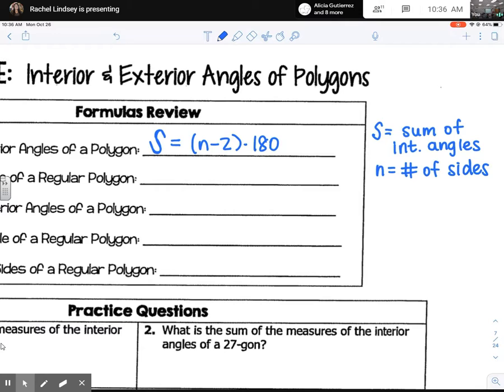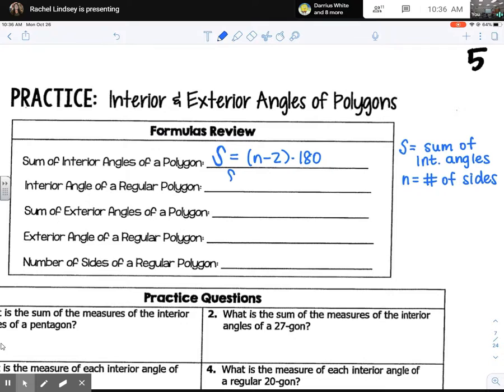Whatever makes you do. Okay, so if we want to find the interior angle of a regular polygon, we'll take the sum of the angles and divide it by the number of sides. So like what we did on number 3 on the last page. We take the sum of the angles and divide it by the number of sides.